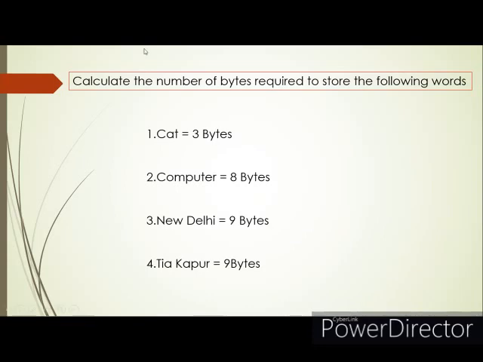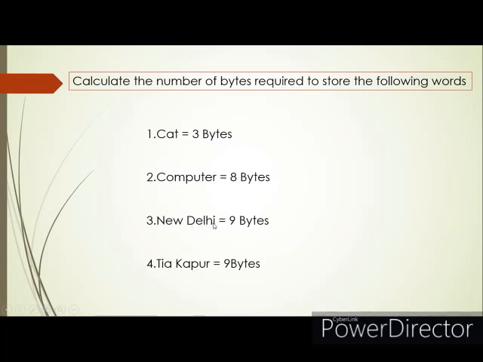So how many bytes are needed to store cat? 3 bytes are needed. And what about computer? How many letters are there? 1, 2, 3, 4, 5, 6, 7, 8 letters are there. So we need 8 bytes to store computer in memory. Next is New Delhi. And here you can see only 8 letters. 1, 2, 3, 4, 5, 6, 7, 8.